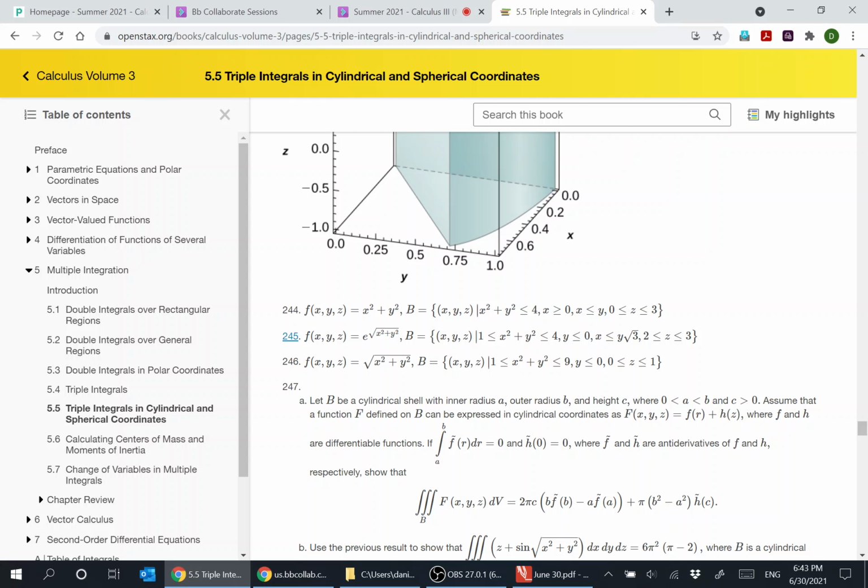So we want to evaluate e to the square root x squared plus y squared over, I've got a little typo here. Well, there's just a missing less than or equal to sign there, I think. Right. Oh no, that's not a typo. They just should have put the square root 3 to the left of the y.